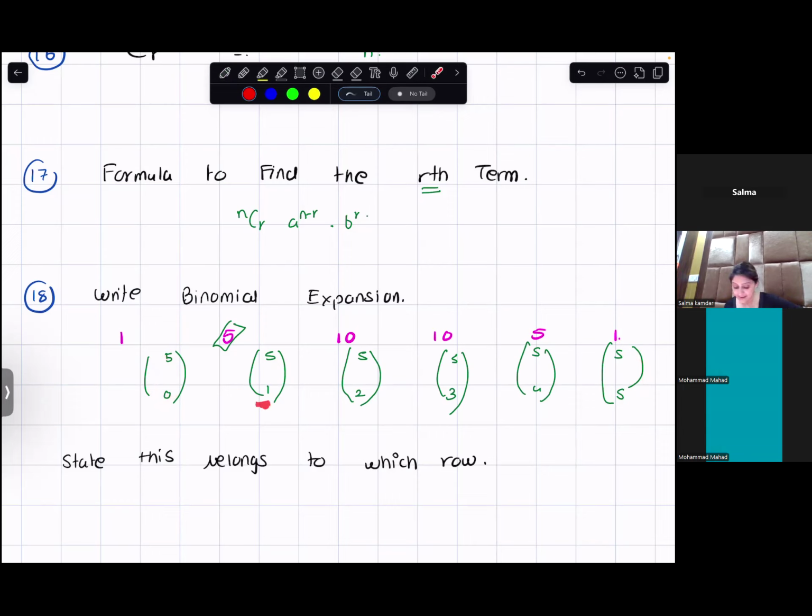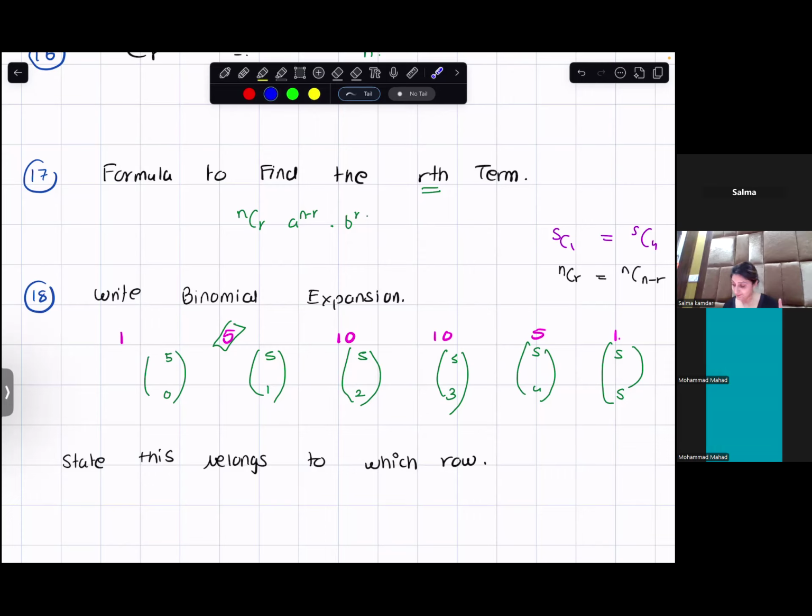Can you tell me the R in this? 1. Okay. So if NCR is there, this becomes 5C1, right? 5C1 is equal to what? Is equal to 5C4 also. 5C1 is equal to 5C4. So can I say NCR is equal to NCN minus R? Yes. Okay.